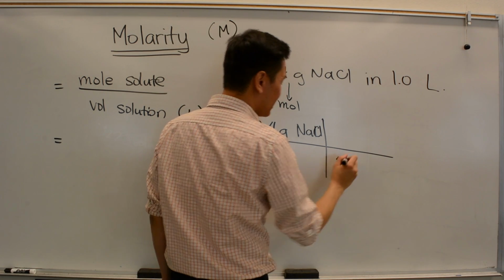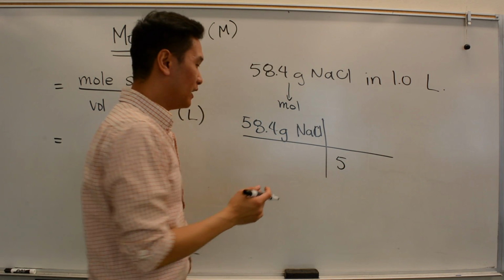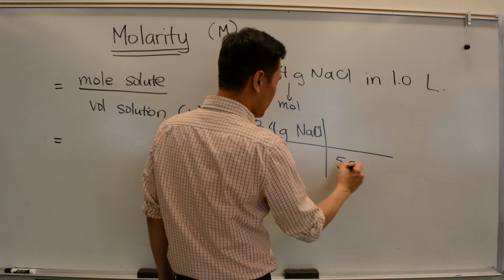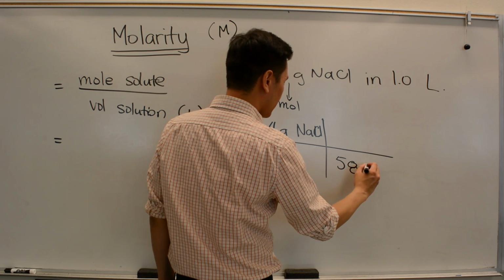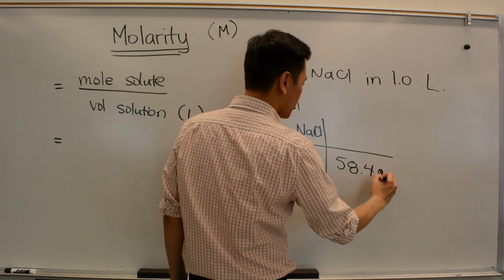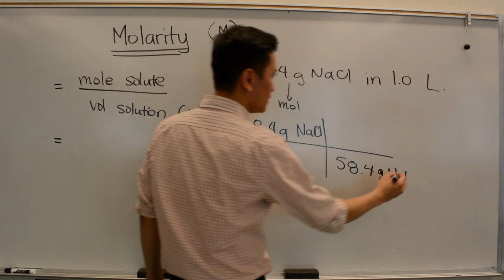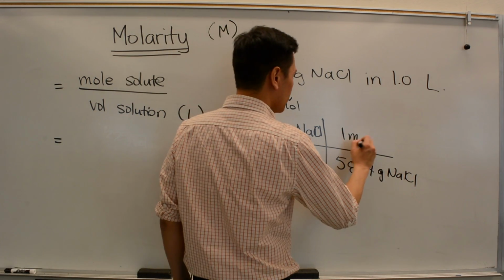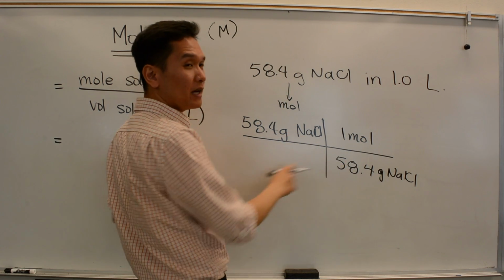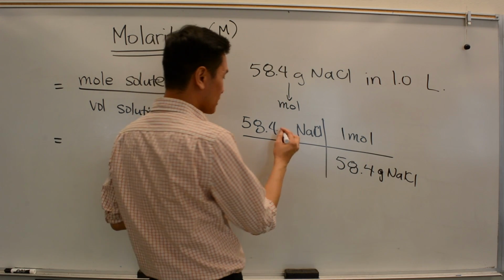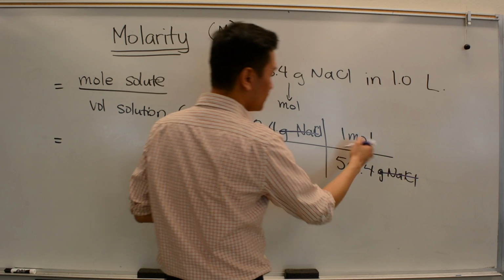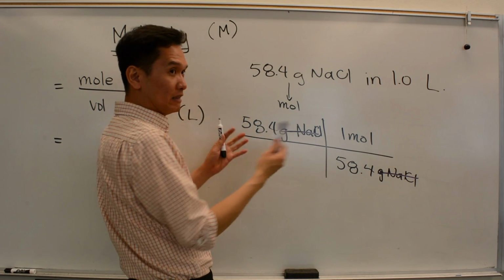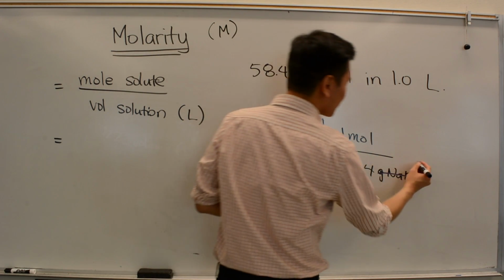It turns out I conveniently chose a very round number here. It turns out that the molar mass of NaCl is 58.4 grams per mole. Okay, so grams and grams will cancel each other out. Grams goes away, giving you 1 mole. So it's actually just 1 mole, right?